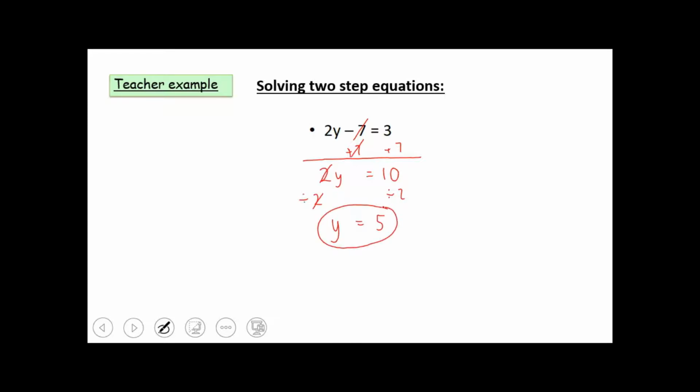Like I did in my previous example, I want to make sure I can substitute the y back into the equation. So the equation stated 2y minus 7 equals 23.